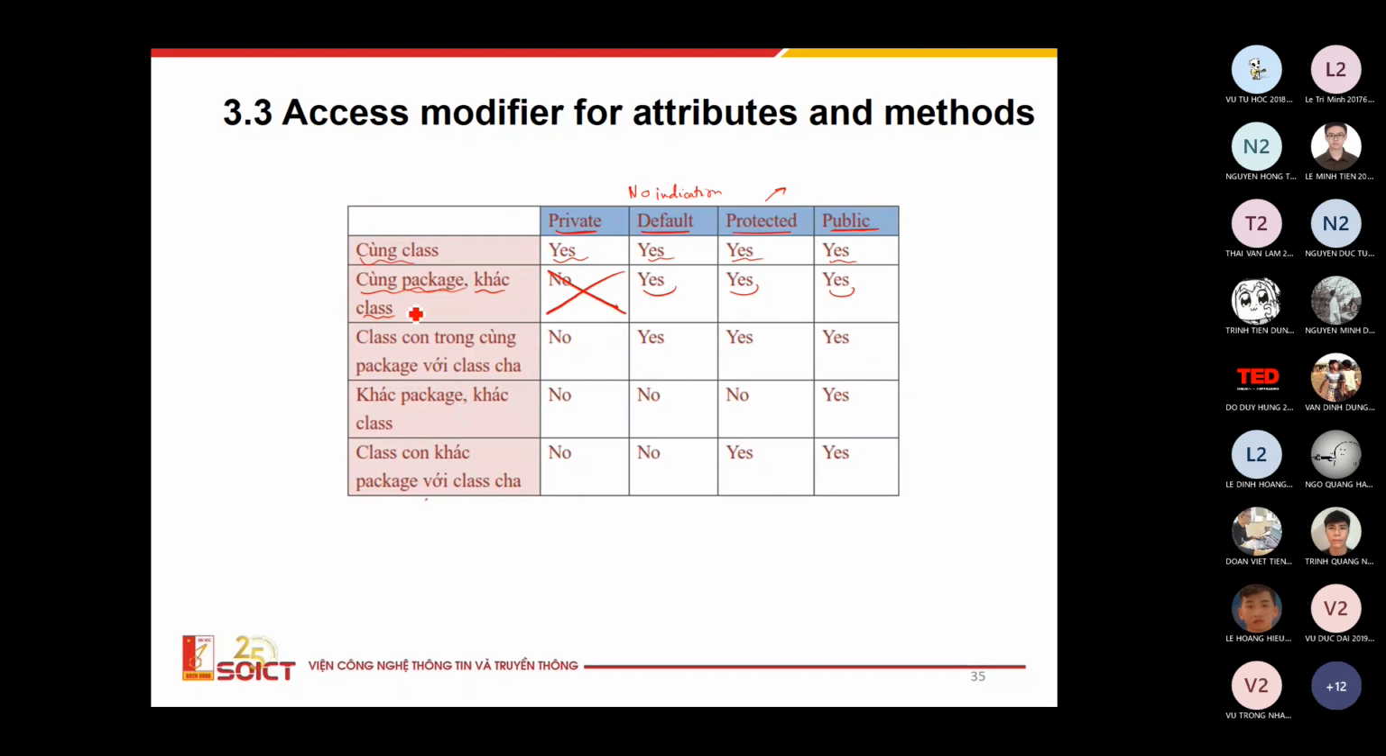In the same package but a different class, you cannot access the private attribute or method. In a different class and a different package, of course, you cannot access this. You can just access the public attribute or public method. And for inheritance, we will say later, okay? But now, please remember this, and this.